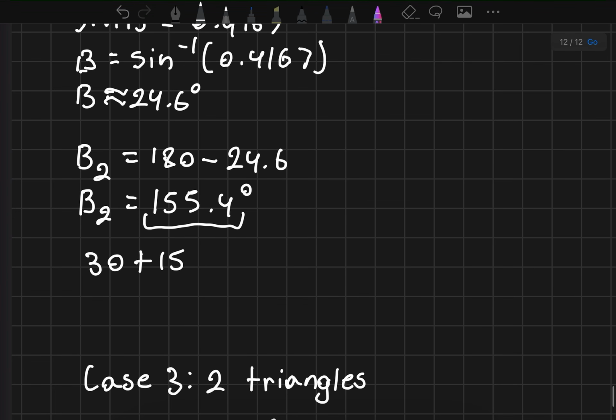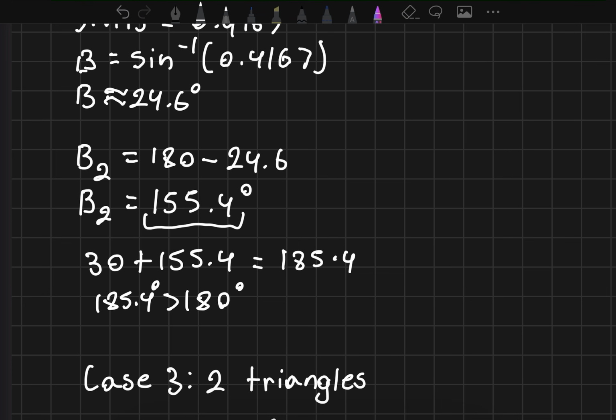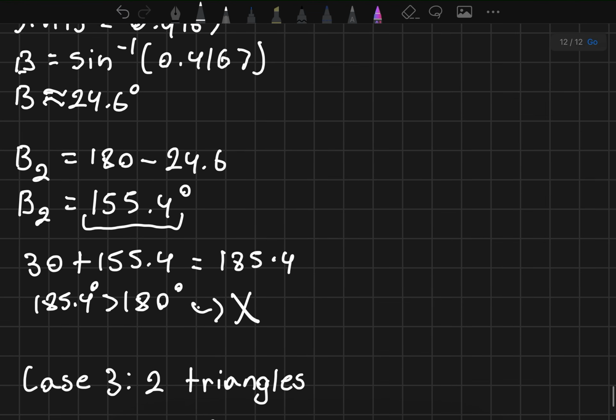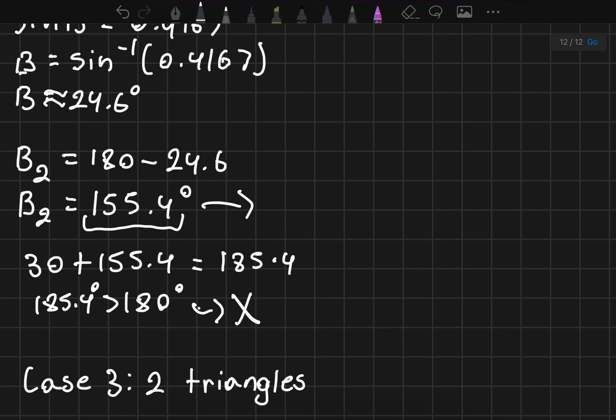30 plus 155.4 is equal to 185.4. And 185.4 is bigger than 180. So that means this is not a valid angle. So that leaves us with the only angle being 24.6. So therefore, there is only one triangle.